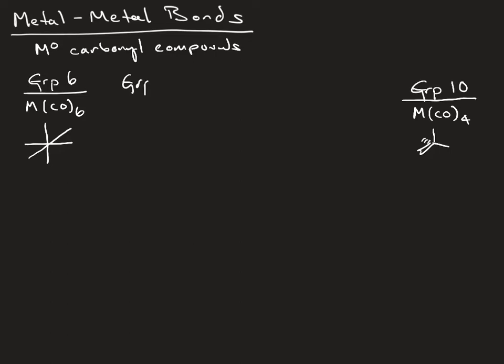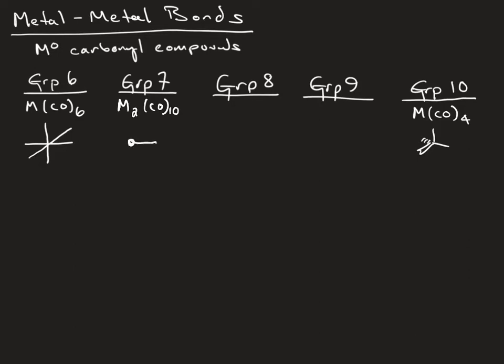Between group 7, group 8, and group 9, you no longer form mononuclear metal compounds. For group 7, where the metal zero is in a d7 electron count, you form dimeric decacarbonyl species, where you have a formal metal-metal bond, and your CO ligands are staggered relative to one another.